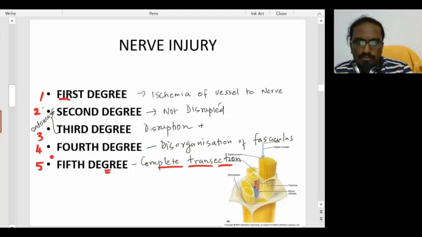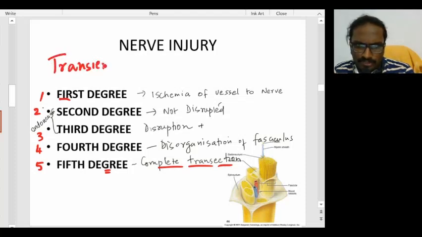Now, leaving the 5th degree, if you take the 1st degree to 4th degree, you will see that there is a progressive increase in the severity of injury that's happening onto the nerve. So 1st degree usually is described as a very transient injury. The injury will be very mild and would be transient.